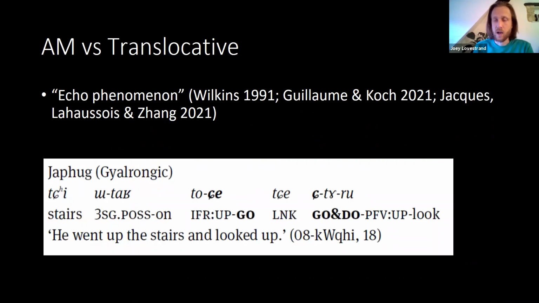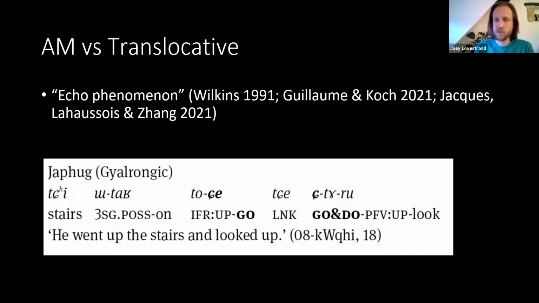However, looking at how common what's called the echo phenomenon is in descriptions of associated motion in the languages, we do find this kind of repetition often, even in cases where associated motion is expressed morphologically. So this is an example from Japug, where we see the verb go used in a clause, so the subject goes, and then the following verb is the verb look, marked with an associated prior motion marker, go and do. So we say go, go and look.